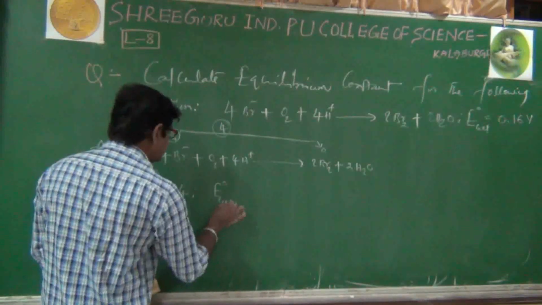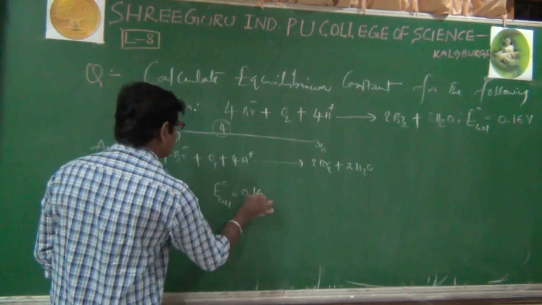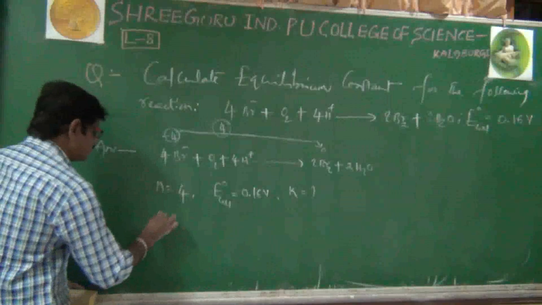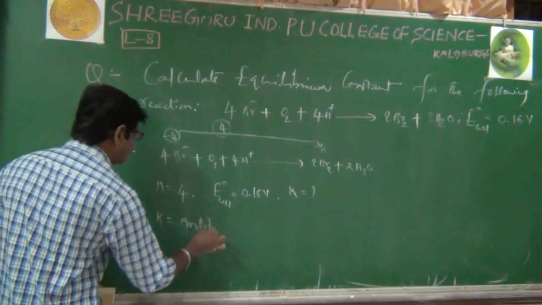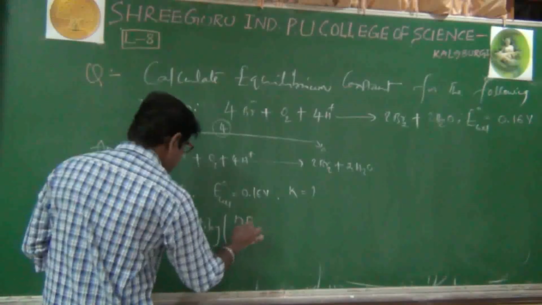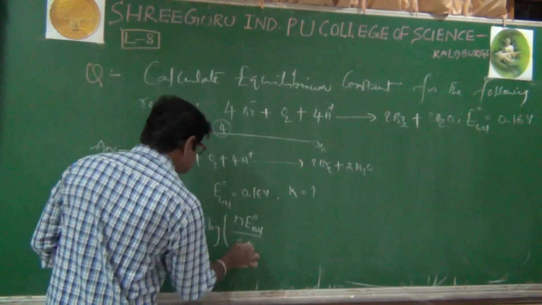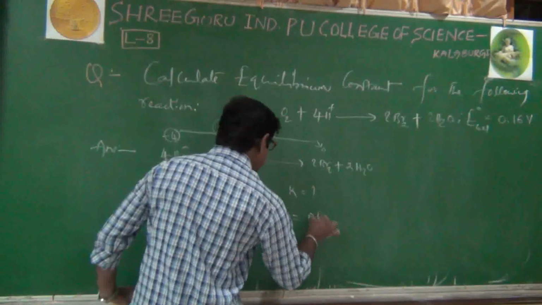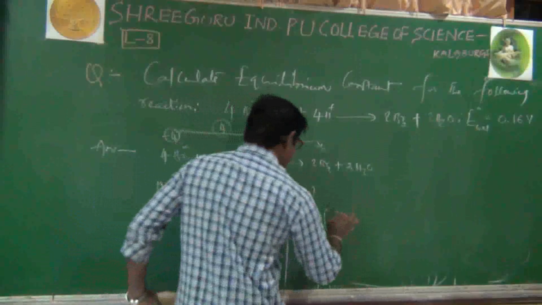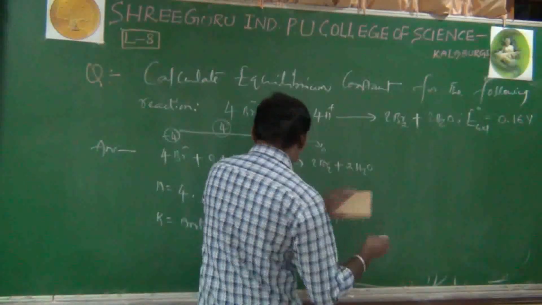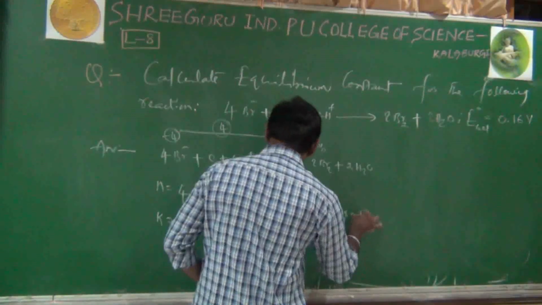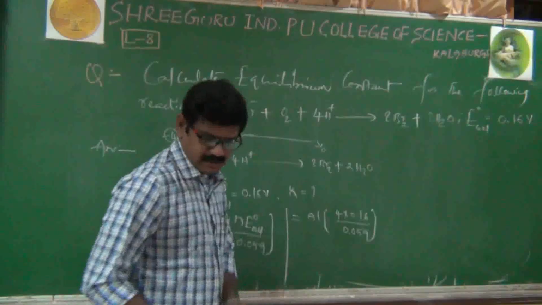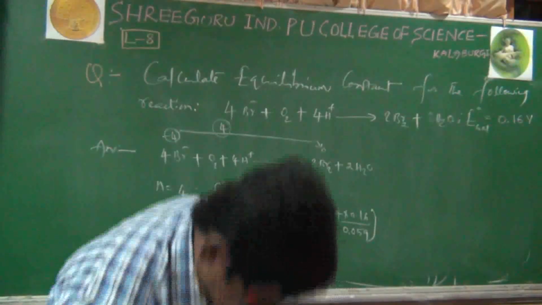E naught cell is equal to 0.16 volts, and it is asking K, which is a question mark. Therefore, K is equal to antilog of n E naught cell divided by 0.059. That is equal to antilog of n value is 4, 4 into 0.16, divided by 0.059. Again, we'll see the simplified value.